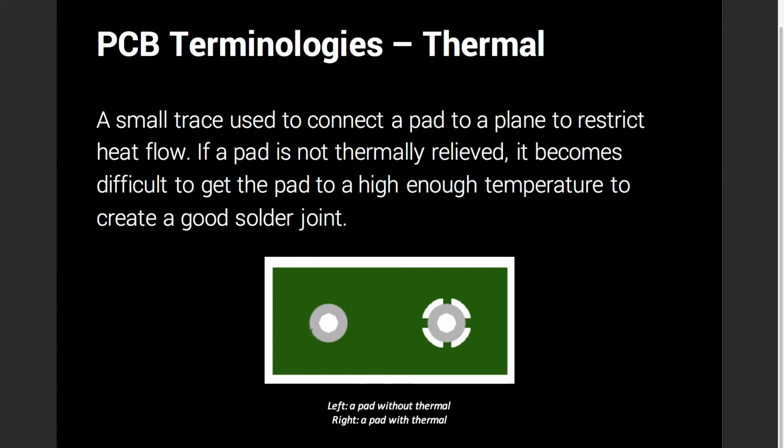So with a pad directly embedded into a plane, that becomes really difficult because, as you know, copper is one of the most heat conductive metals. So the heat will get redistributed across the board really quickly. So you want some sort of thermal, which is small traces with empty spaces, restricting the heat flow such that the pad can reach an elevated temperature in a very quick time.